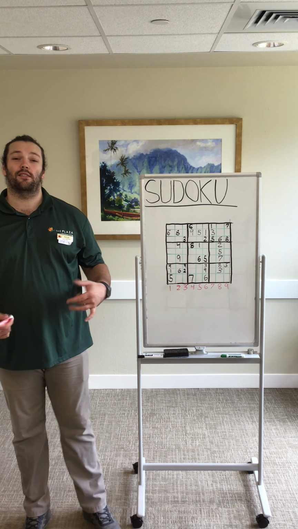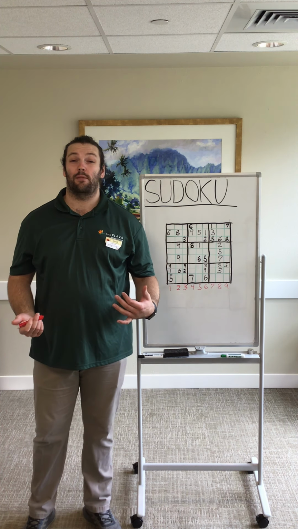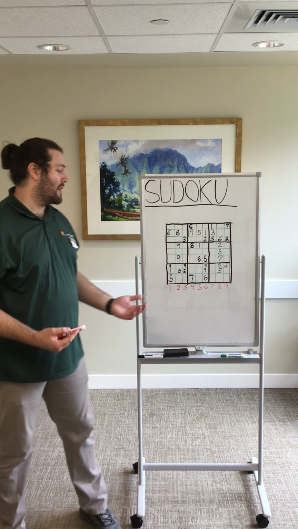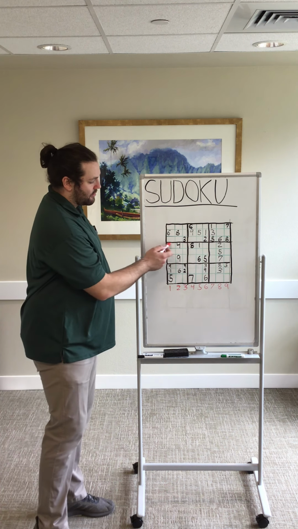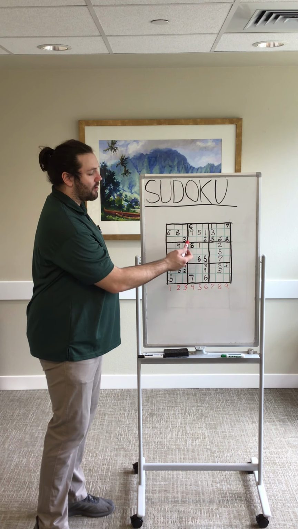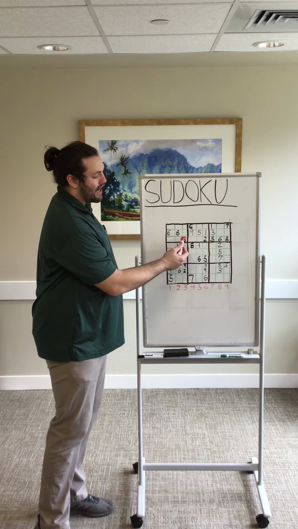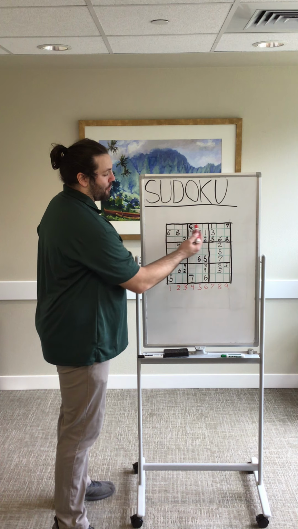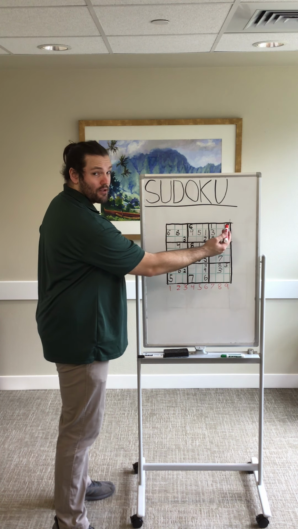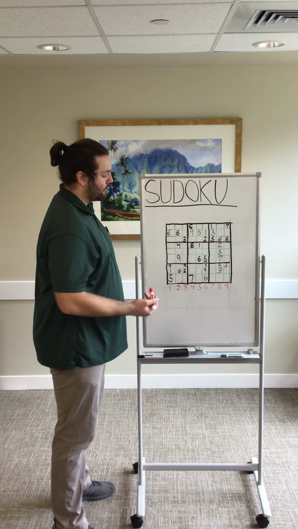I work at the Plaza at Kaneohe, and today we're doing a tutorial video on how to play the game Sudoku. So as you notice, this is the Sudoku grid. Each square is called a block. Within each block are 9 cells. And then you'll see these are rows that go horizontal, and these are columns that go vertical.